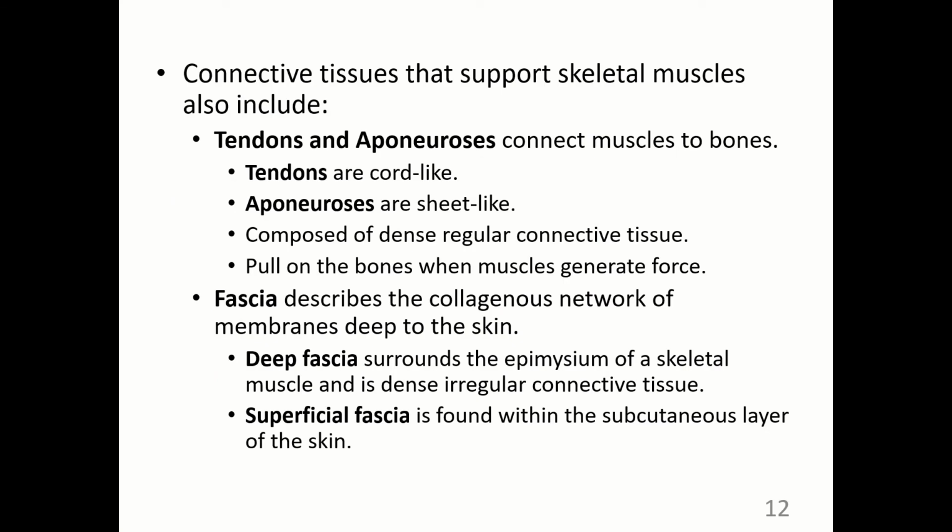There are connective tissues that support skeletal muscles, such as tendons and aponeuroses and fascia. So the tendons and aponeuroses connect muscles to bones. Tendons are cord-like, and aponeuroses are sheet-like. They are both composed of dense, regular connective tissue. This is a strong collagenous connective tissue, but the collagen fibers run parallel to one another. And thus, the pull on the bones of the tendons and aponeuroses is what initiates movement when muscles generate force.